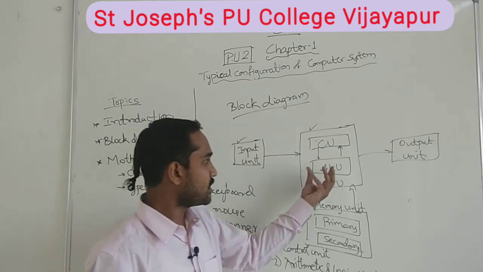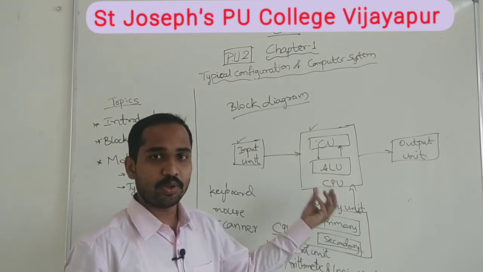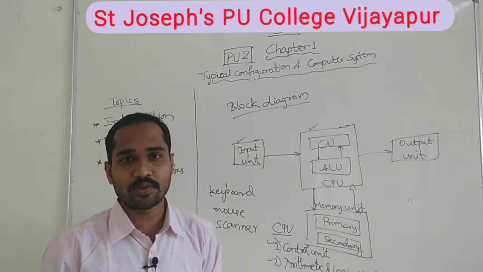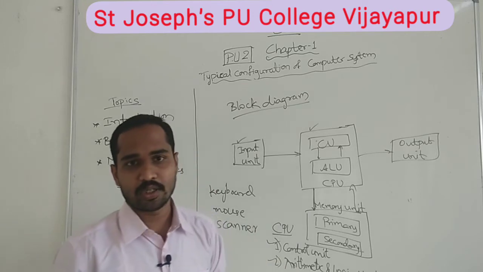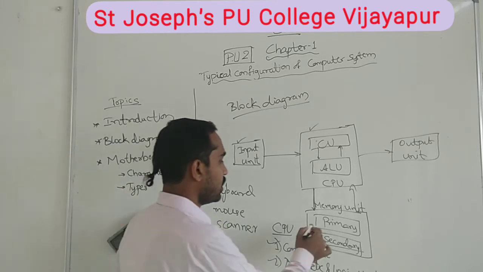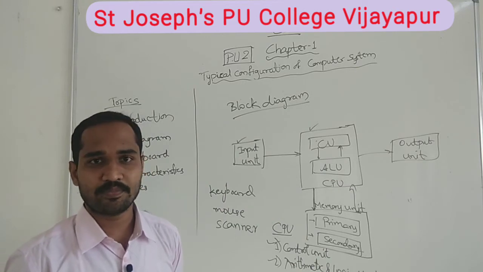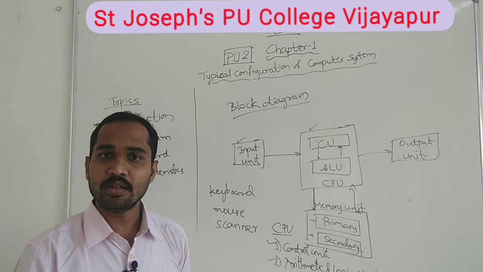Now when the CPU is generating the result for a program, it has to be stored somewhere, isn't it? And for that storage, we use the memory unit. Now again, your memory unit is divided into primary memory and secondary memory. Correct? So primary memory means it is inbuilt in the computer.